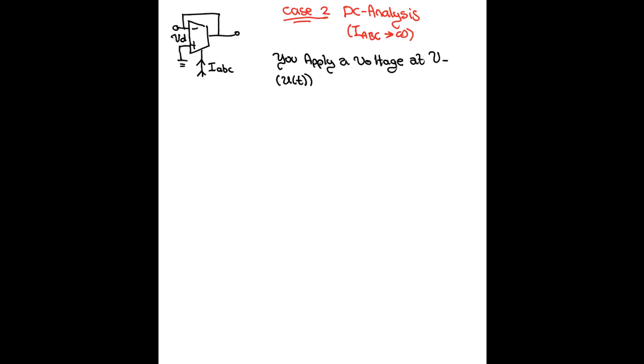And so now what is going to happen? Well, again the same thing, VD goes negative. Now I naught is negative and flowing into the OTA, because I naught is equal to GM times VD. And now IABC is infinity, therefore GM is infinity because it's proportional to IABC, transconductance, and the circuit looks like a short.